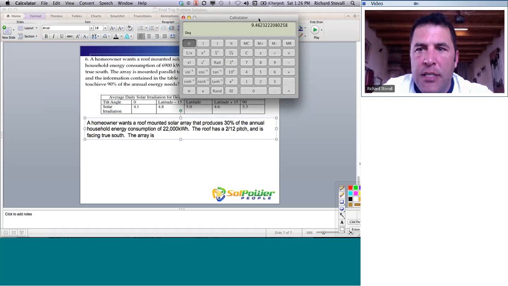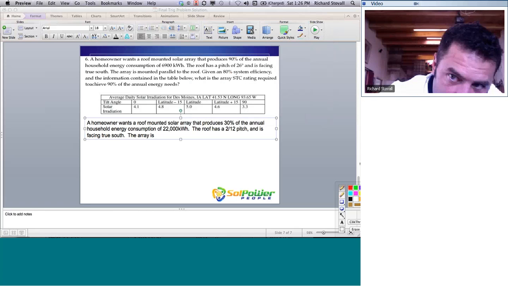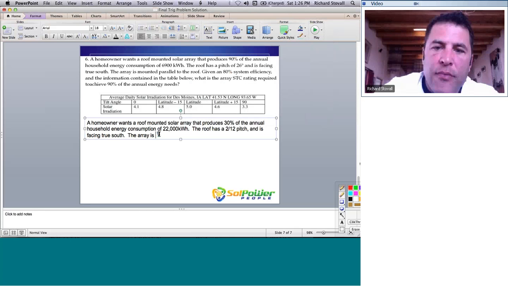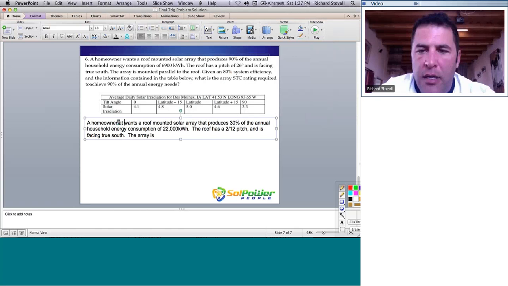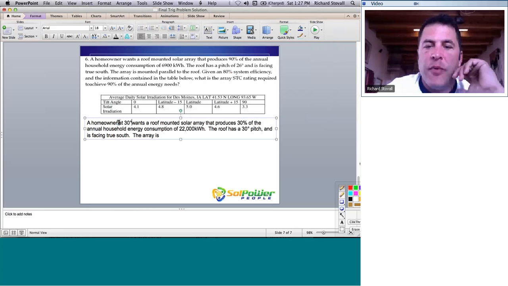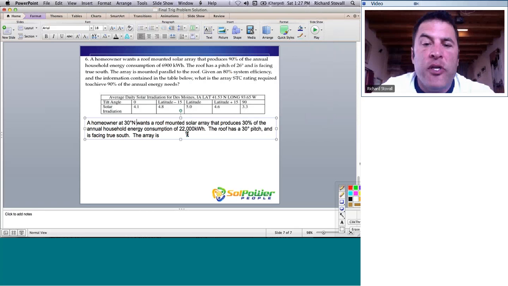I'm going to say it's 10 degrees. Okay. I'm going to take away that 2/12 pitch. 30 degree pitch, homeowner at 30 degrees north latitude wants a roof-mounted solar array that produces 30% of the annual household energy consumption of 22,000 kilowatt hours. The roof has a 30 degree pitch and is facing true south. The array is mounted parallel to the roof.